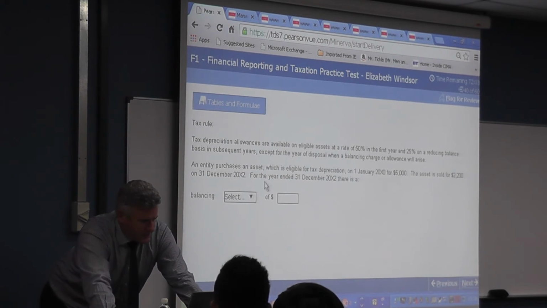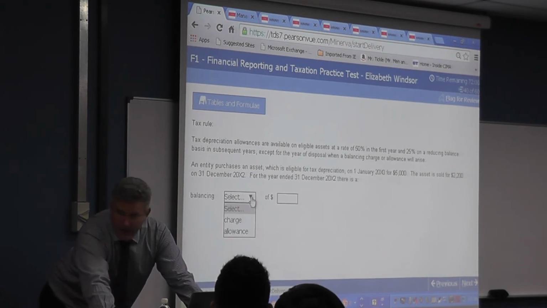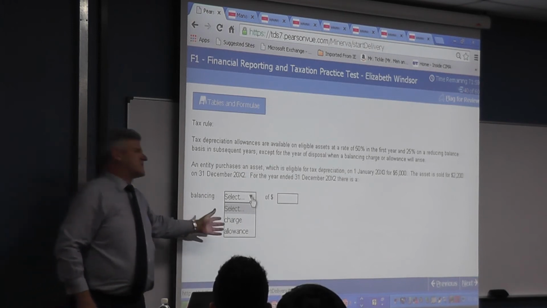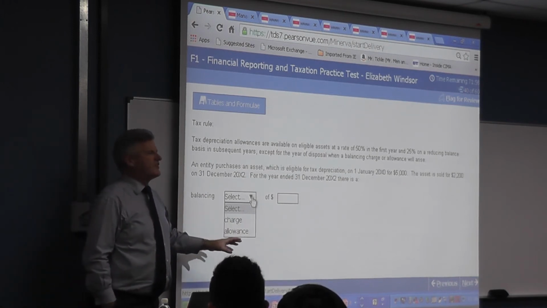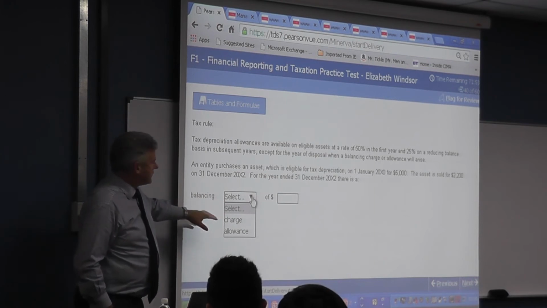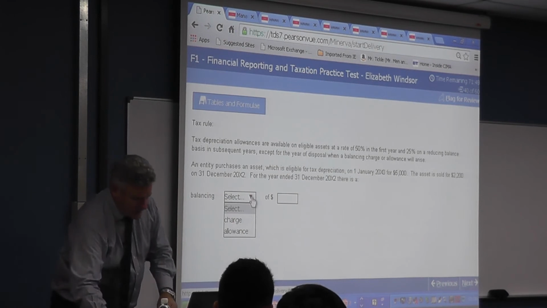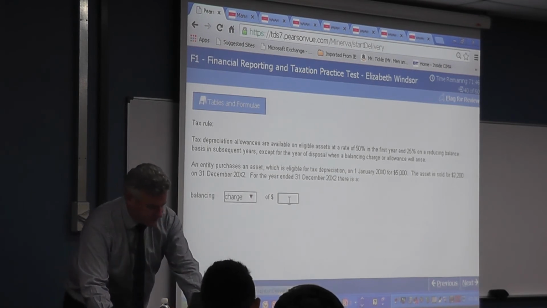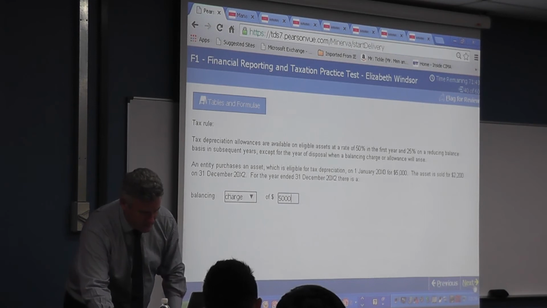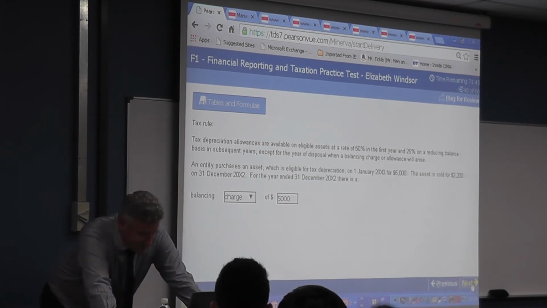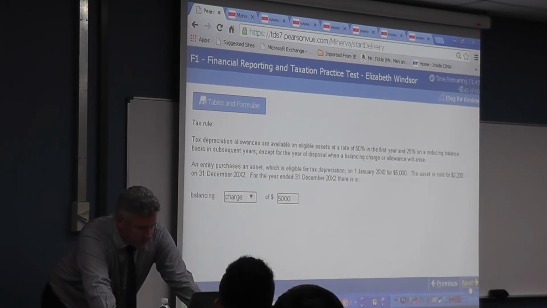Alright, a drop down here. Balancing charge or allowance. It's just a slightly different way of multiple choicing things. It could have said, is there a charge allowance? Click a box. And how much is it? So there's a number. That can't be right. Oh, come on. The time I'm waiting could actually do that in my head. It's a little bit too slow now.